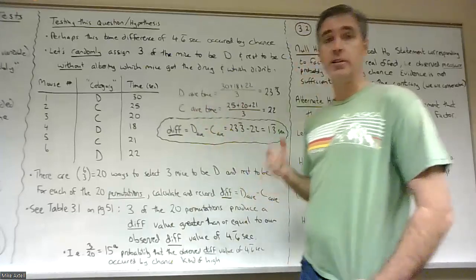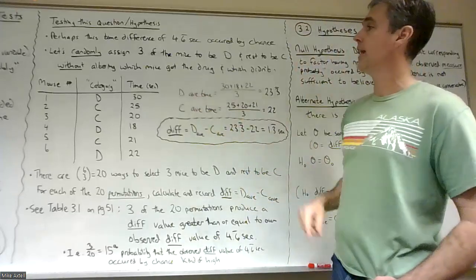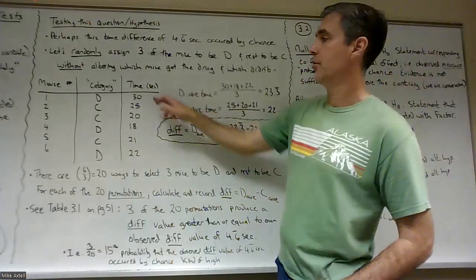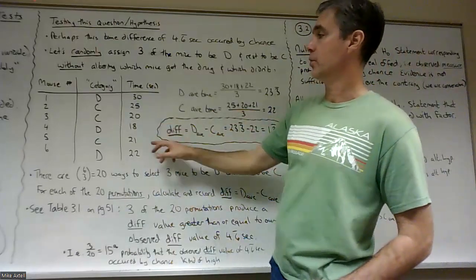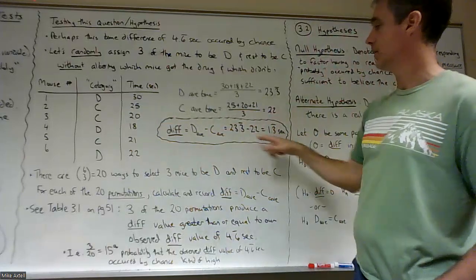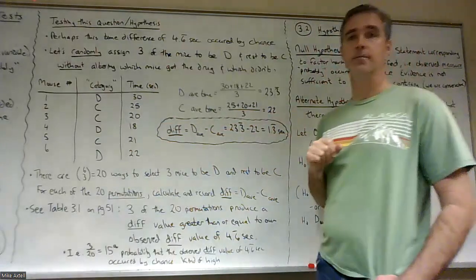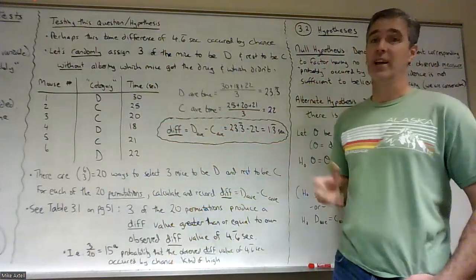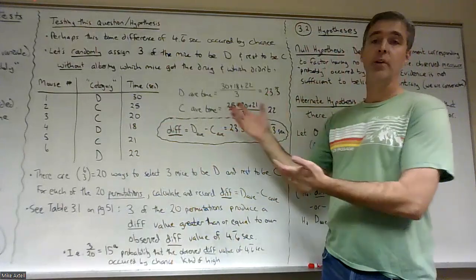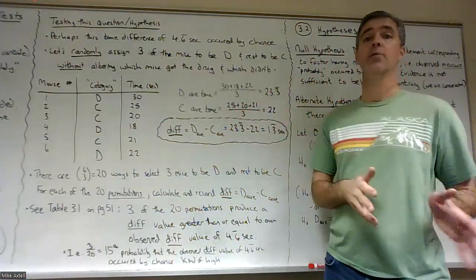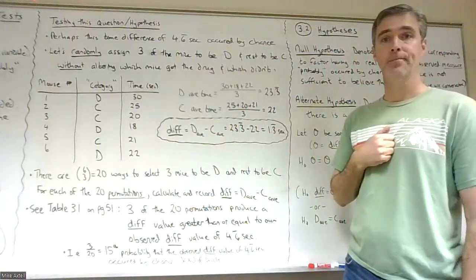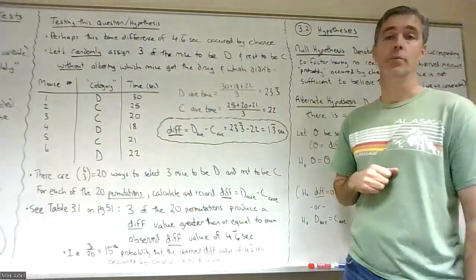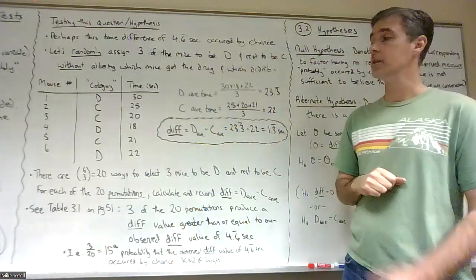And now let's calculate the D average and the C average. So the D average, that'd be the average of 30, 18, and 22, and the C average would be the average of 25, 20, and 21. And I take the difference and I get 1.3 bar seconds. So here's another way of saying, look, by chance, 3 of these mice are considered Ds, the other 3 are considered Cs, and I see a difference of 1.3 bar seconds, okay? So that's one permutation of the Ds and the Cs.